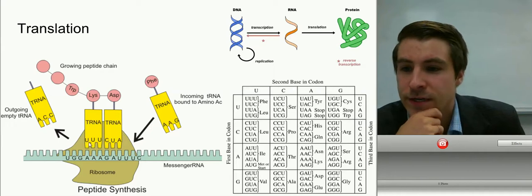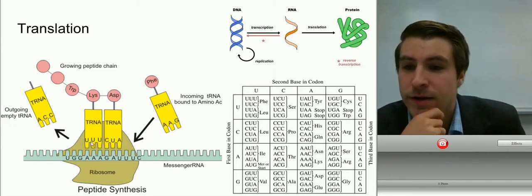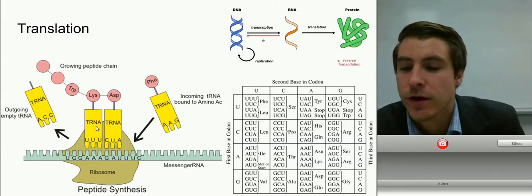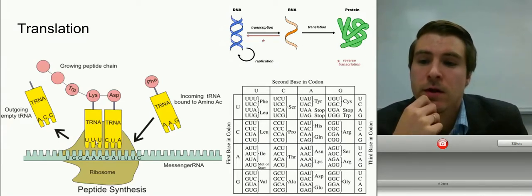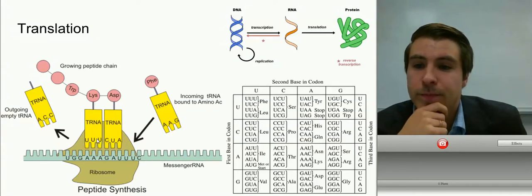And I want to draw your attention to the fact that we have matching here. We have complementary base pairing. We have UUU matching up with AAA. Again, since we're in RNA land, there are no T's. There's only U's. U's are in place of T's, right?